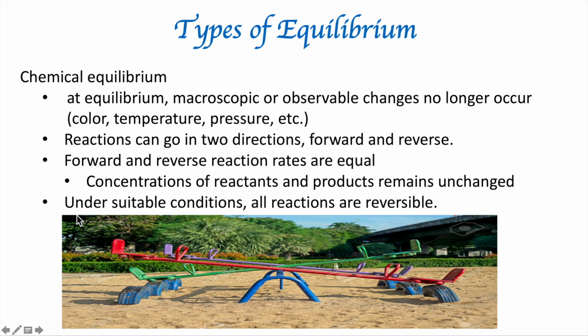Okay, so under suitable conditions, all reactions are reversible. That means a lot of times we look at reactions where they only occur in one direction, where reactants turn into products. We don't look at the other way, where products turn into reactants. But even though all reactions are reversible, sometimes reversing the reaction is going to be a lot more difficult in one direction than the other.